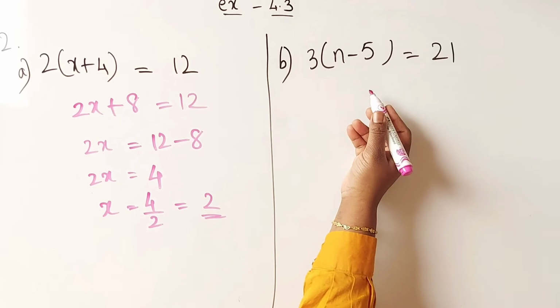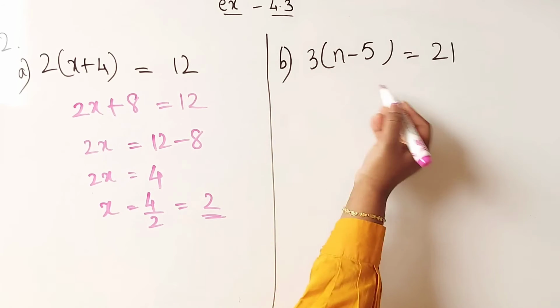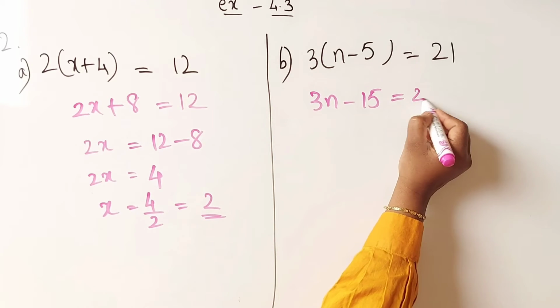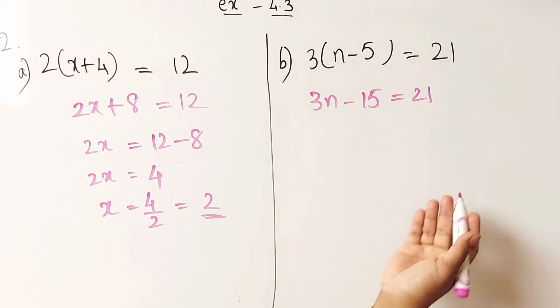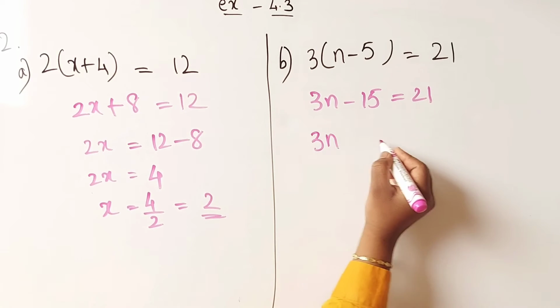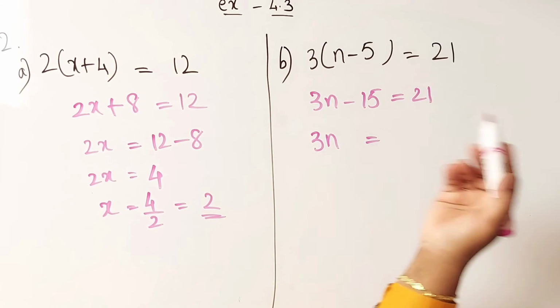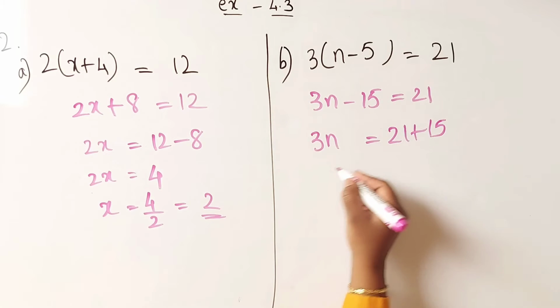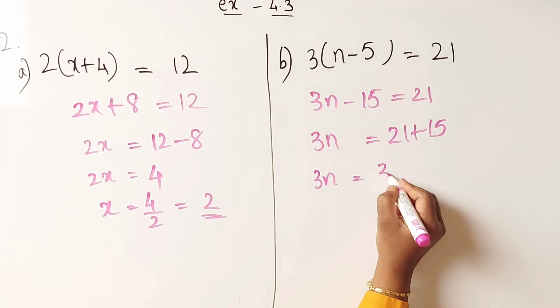Question B, 3 of n minus 5 equal to 21. Here also the same, multiply with 3. 3n minus 15 equal to 21 now. Right? Now no brackets. 3n minus 15 equal to 21. Now 3n equal to, send this minus 15 to the right hand side. It will be plus 15. 21 plus 15, children. 3n equal to 36.